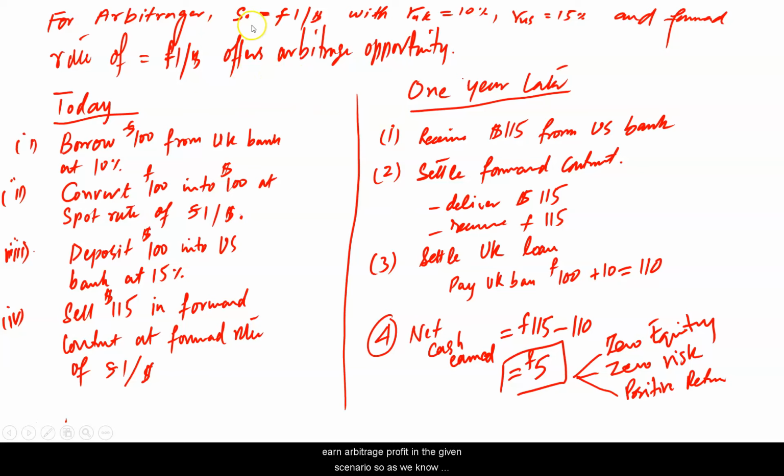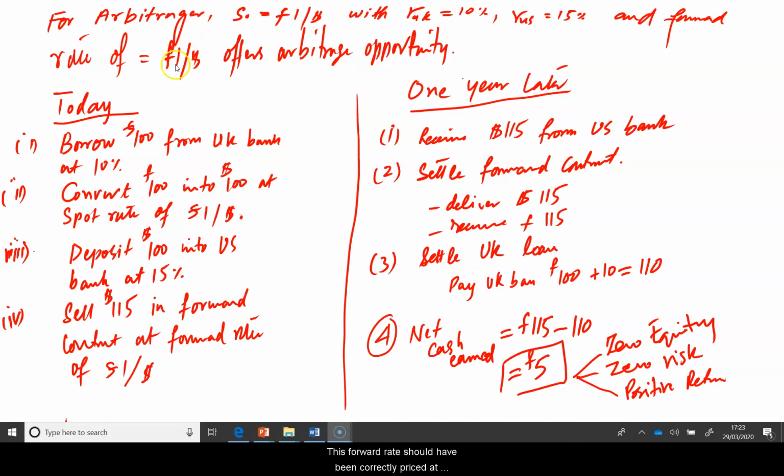So as we know, the spot price is £1 per dollar, the UK interest rate is 10%, the US interest rate is 15%, and the forward rate, as we saw, is overvalued for the US dollar, and that is £1 per dollar. This forward rate should have been correctly priced at 0.9565, consistent with the interest rate parity theory, but it is not the case. So the arbitrager will take advantage of this.